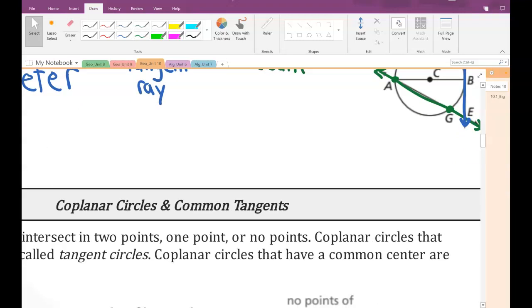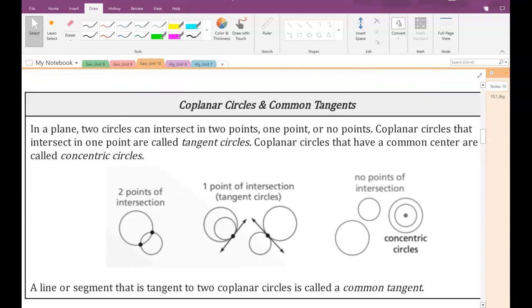All right, next kind of information. We're going to talk about coplanar circles and common tangents. Coplanar, we've had that word before, meaning on the same plane. So in a plane, two circles can intersect at 2 points, 1 point, or no points. Coplanar circles that intersect in 1 point are called tangent circles. Coplanar circles that have a common center are called concentric circles.